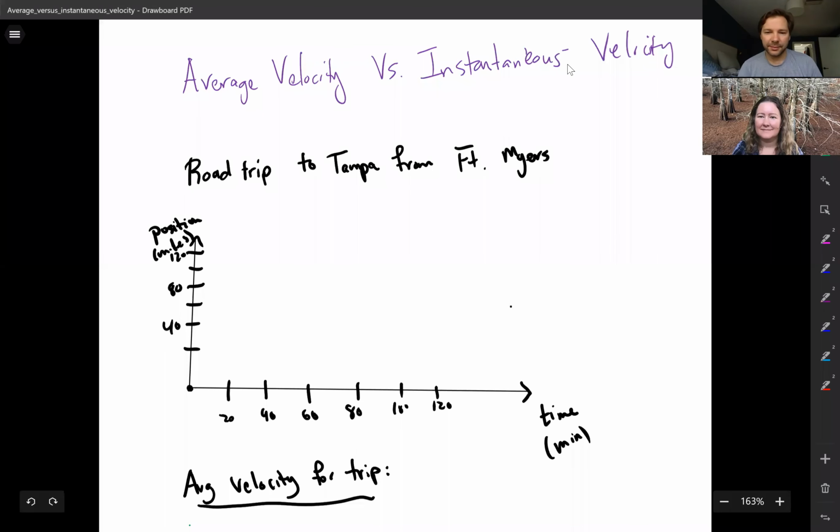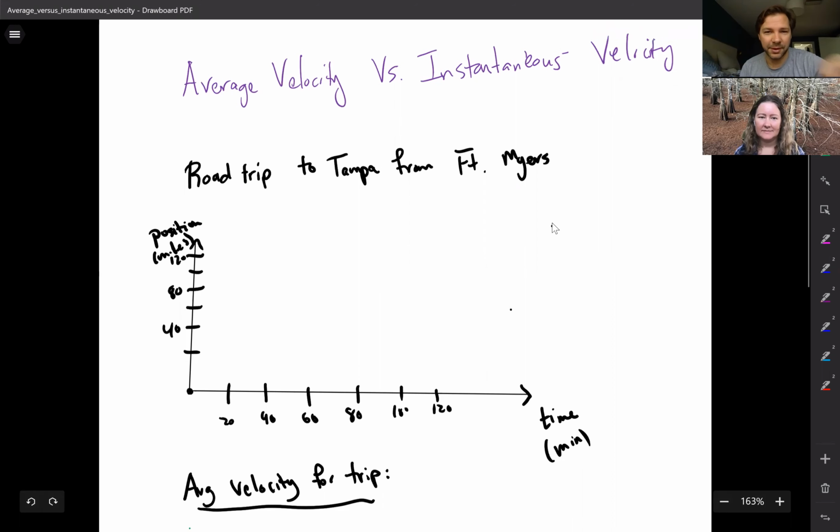Okay, so in this example, we're going to discuss the difference between average velocity and instantaneous velocity using the example of a road trip to Tampa from Fort Myers. The only road trip I took this summer was with my wife to go to IKEA to pick up stuff for our bathroom remodel.